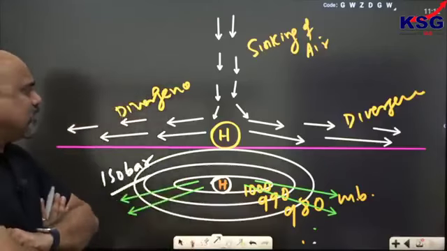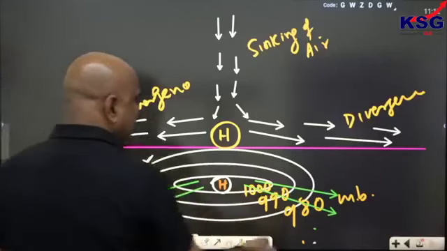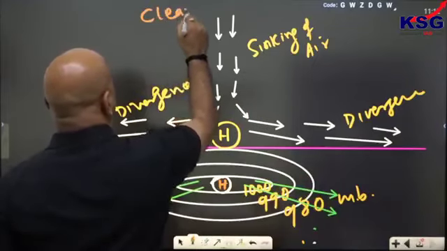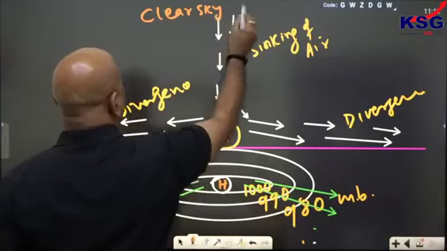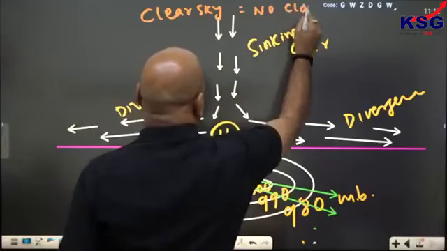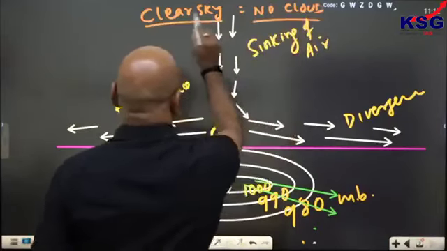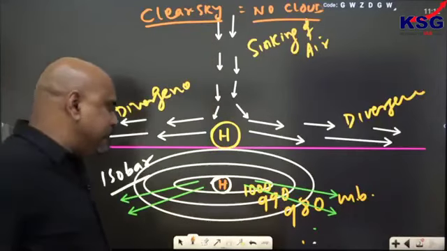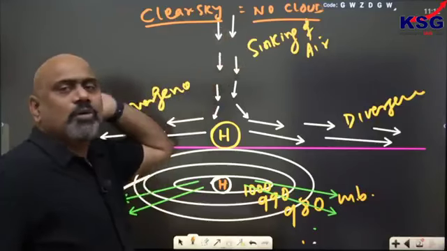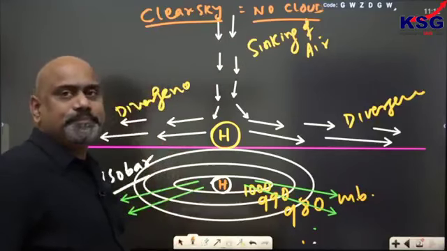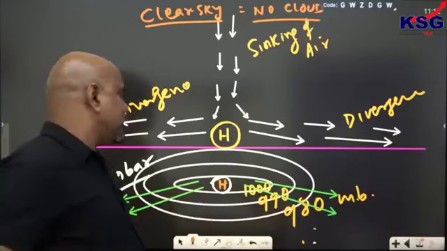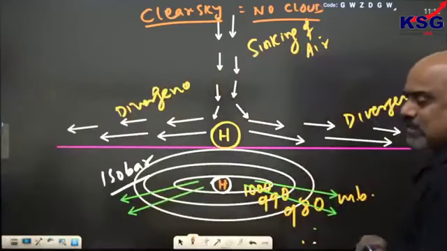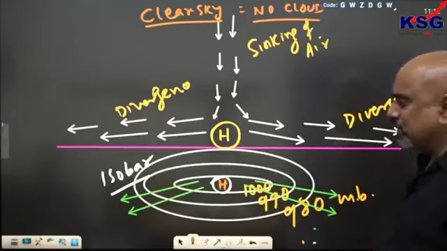This sinking of the air leads to what? Here you will have the clear sky, isn't it? Here you have clear sky, that is, no cloud. No cloud you will find in the upper part. So if there is no cloud and it is clear sky, will it give rainfall? There will be no rainfall. So the anticyclones are generally associated with no rainfall, clear sky.